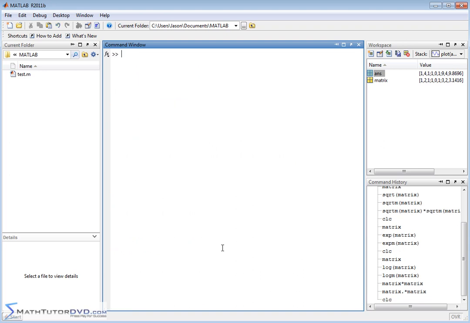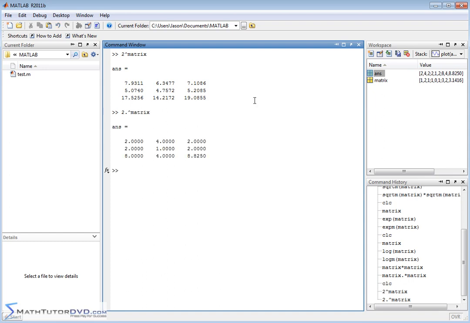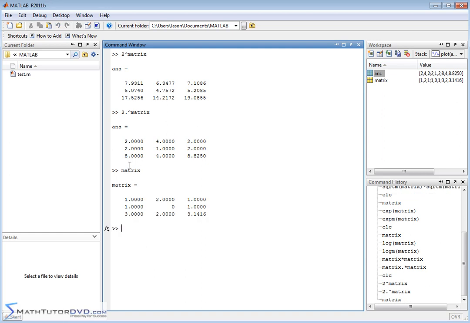Okay, let me show you a couple more things. If you want to raise a number to the power of a matrix, then you're going to get an answer. And if you want to do it element by element, you'll have to put the dot operator in front, like this. And let me put the original matrix up so you can see it. So when you tell Matlab that you're taking the number 2 and raising it to the power of a matrix, if you put the dot in there, then it's going element by element. That's telling Matlab do it element by element.